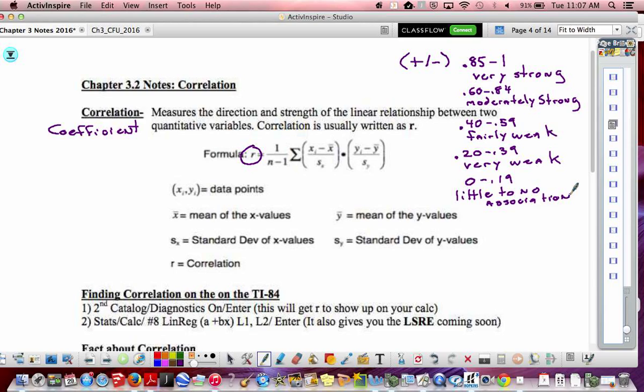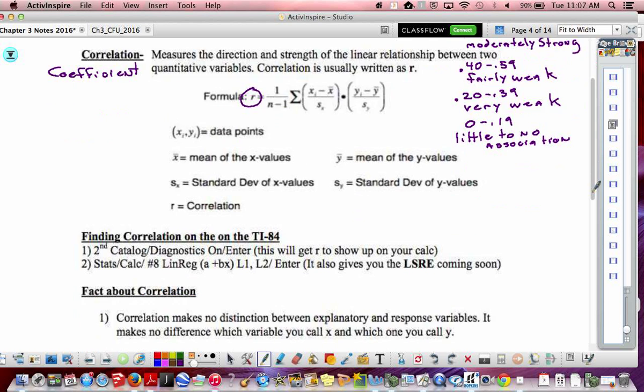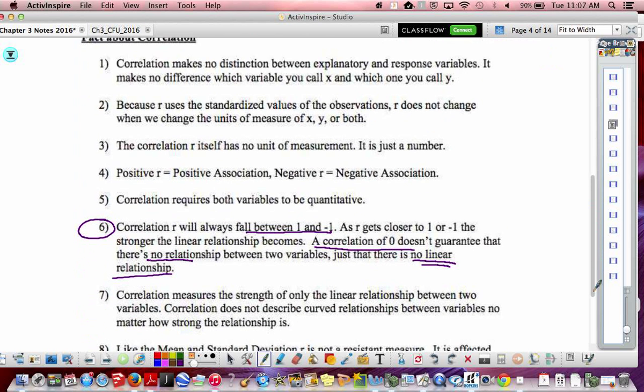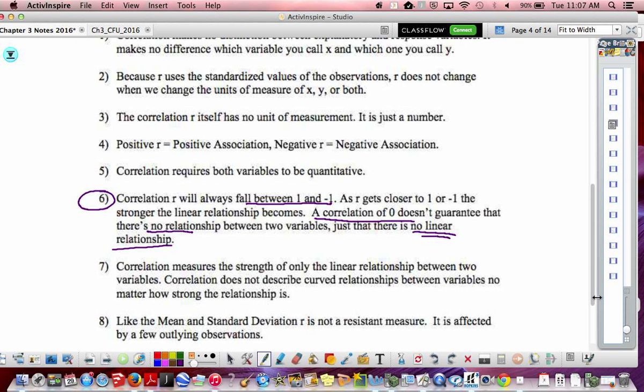What's nice about correlation is, if it's positive, you have a positive association. If your correlation coefficient r is negative, you'll have a negative association. And that, I believe, is number 4 right here. So when we get those r values, if r is positive, the association is positive. If r is negative, your association is negative.